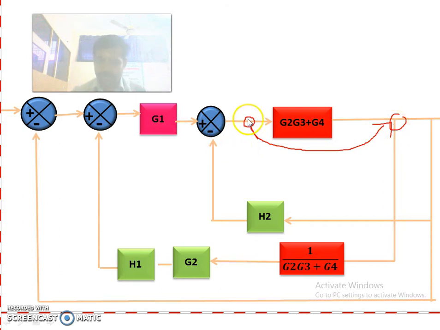So when you are taking this branch point here, this G2, G3 plus G4 will not come as feedback. But after moving this branch point to this point, this G2, G3 plus G4 will be coming into the feedback path. So we have to eliminate this G2, G3 plus G4. So what we are doing is, we are multiplying the signal by 1 divided by G2, G3 plus G4. So this G2, G3 plus G4 term will be eliminated. Okay.